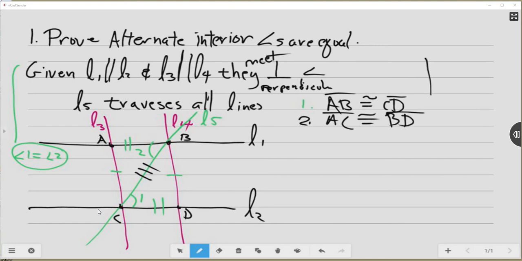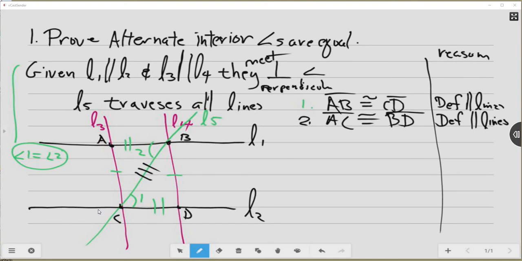Okay, now I'm going to give the reasons over here for my argument. Both of these are going to be the definition of parallel lines. This one's the definition, it means parallel lines. Okay, and finally, this looks kind of odd, but I'm going to state that BC is congruent to itself. Right? And the only reason I even bring it up is because both of them are sharing that.